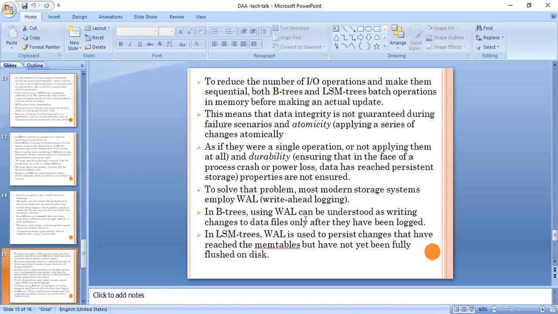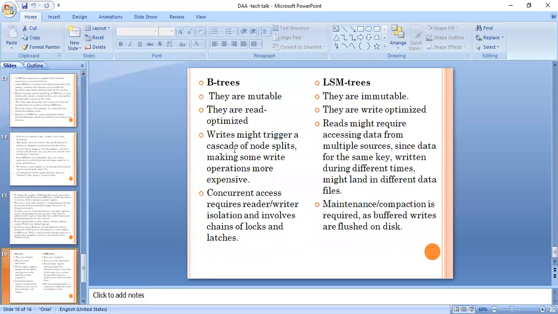In B-trees, using WAL can be understood as writing changes to data files only after they have been logged. In LSM trees, WAL is used to persist changes that have reached the memtables but have not yet been fully flushed on disk. Now the difference between B-trees and LSM trees: B-trees are mutable.